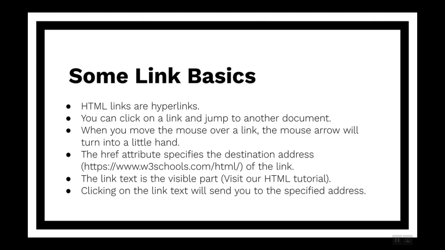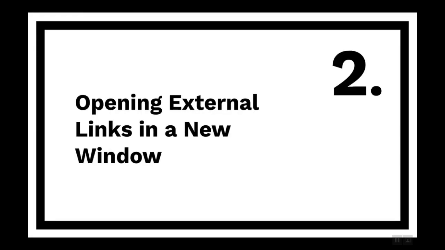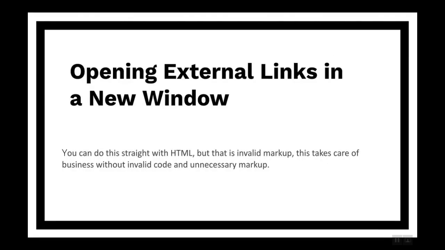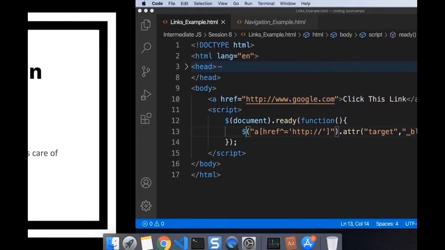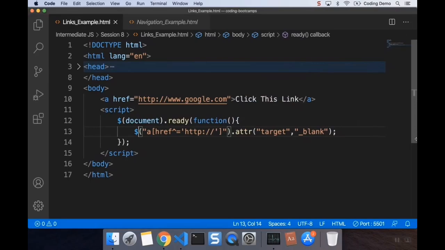Okay, moving on. Opening external links in a new window. You can do this directly with HTML. However, let's say we want to add attributes to newly created anchor elements. So let's say we created some anchor elements on the fly, dynamically, and we want to add attributes to them, and we want all of their links to open in a new tab. How will we do this? Let's look at a demo code real quick.